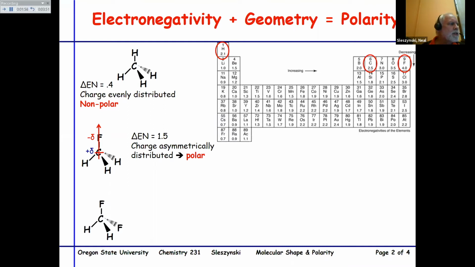Well, let's continue in the sequence, and let's take the identical molecule where we've substituted 2 fluorines in for 2 of the hydrogens. Now we have a charge distribution that looks like this. We still have a partial positive charge on the carbon. Because we've got 2 fluorines pulling electrons away from that carbon, the partial positive charge should be of a larger magnitude than in the molecule previously shown.